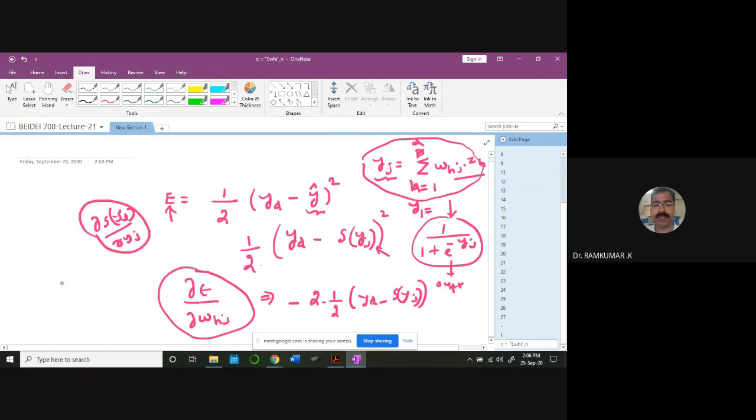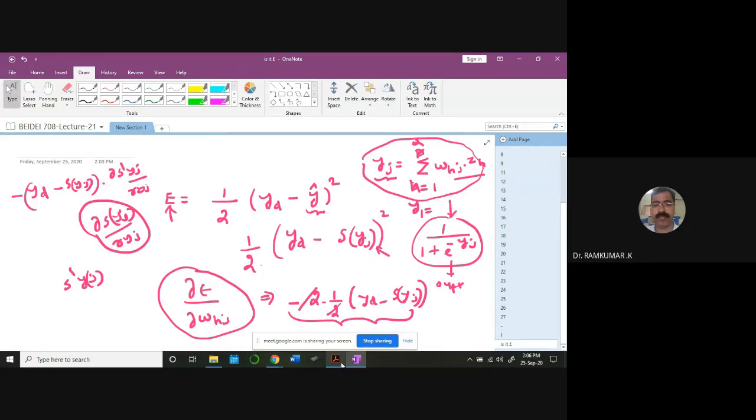So ∂s_j(y_j)/∂y_j, this term we have computed to be equal to s_j(y_j). When you are finding this out, the 2 and 2 get cancelled, so you will be getting minus (y_d minus s_yj) multiplied by ∂s_yj/∂y_j. This is what is mentioned here if you look at the derivation.